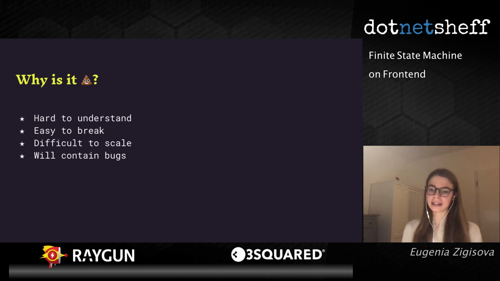because we're creating quite convoluted logic, which is hard to understand and therefore easy to break. And if we need to scale this flow by adding new steps, it will be very difficult and will become even harder to read and understand for other developers. And there is a big likelihood that such code will contain bugs.